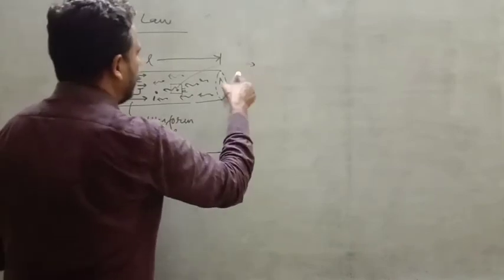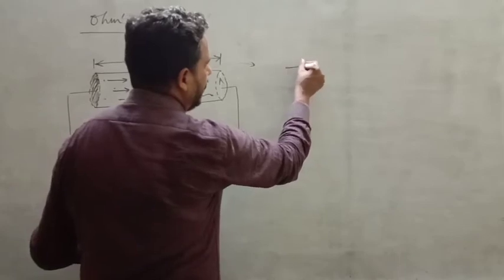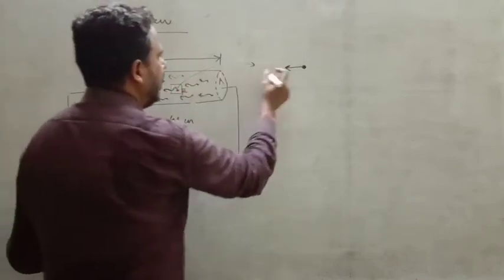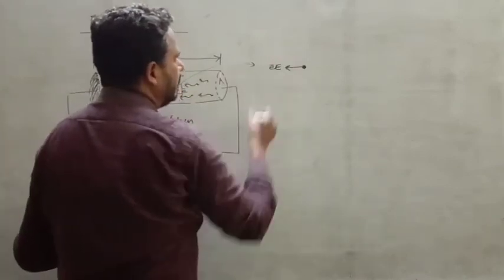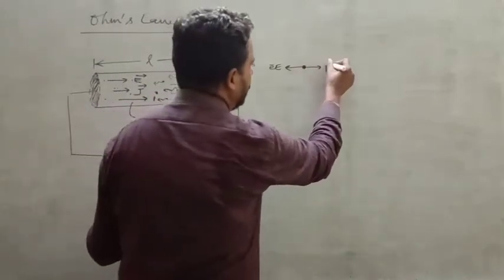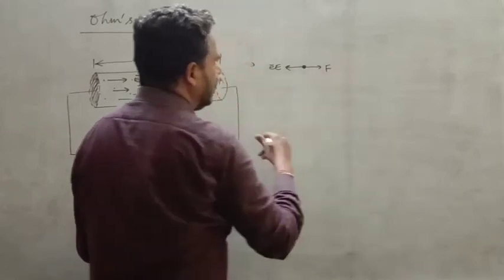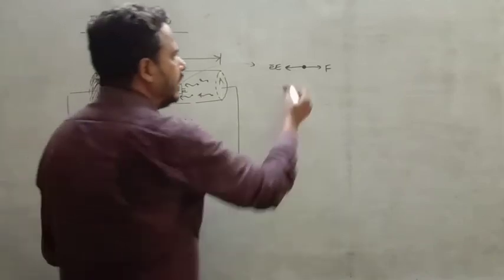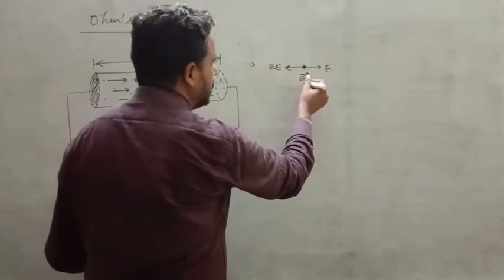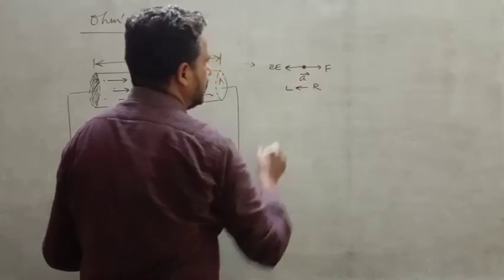So electrons are flowing in a direction with a force due to the presence of this electric field. Due to the collisions, there is an opposition force inside the conductor acting opposite to the direction of flow, and the electrons are flowing with an acceleration a in the direction from right to left.